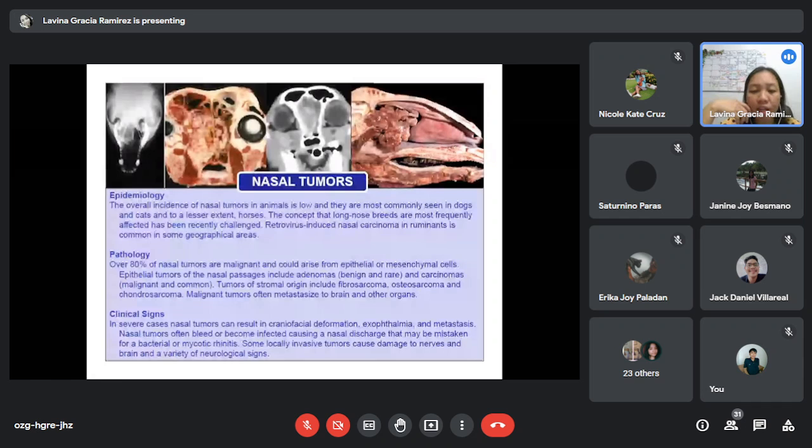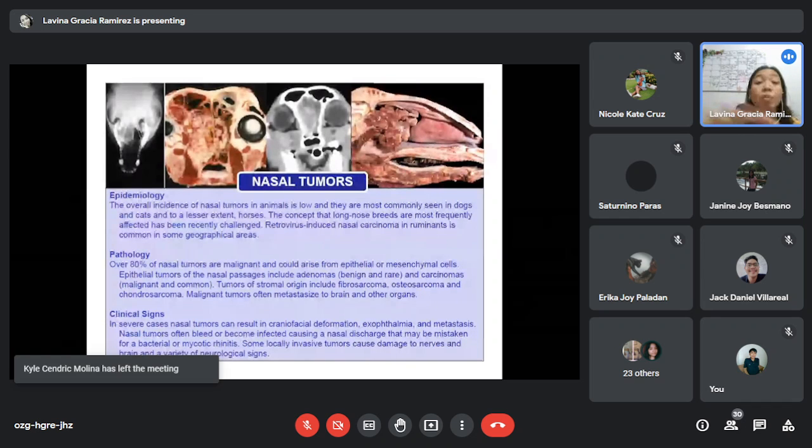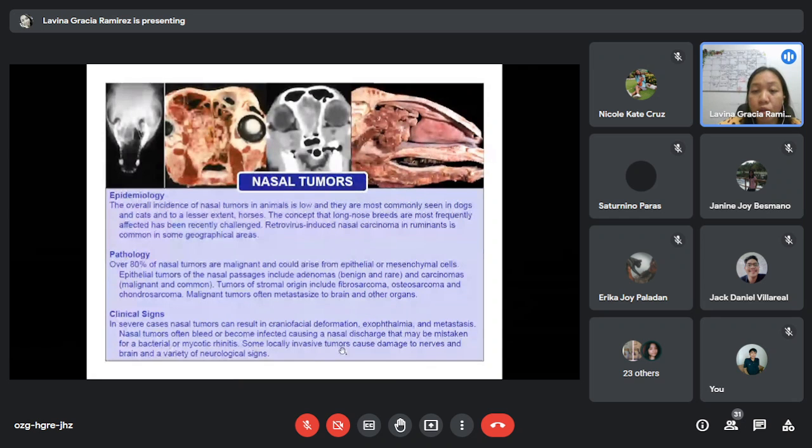Other than that, there is metastasis. Metastasis is the process by which tumor cells go through and are distributed to other parts of the body. Its metastatic activity can also invade other structures like the brain and damage nerves. So those are the common ones.